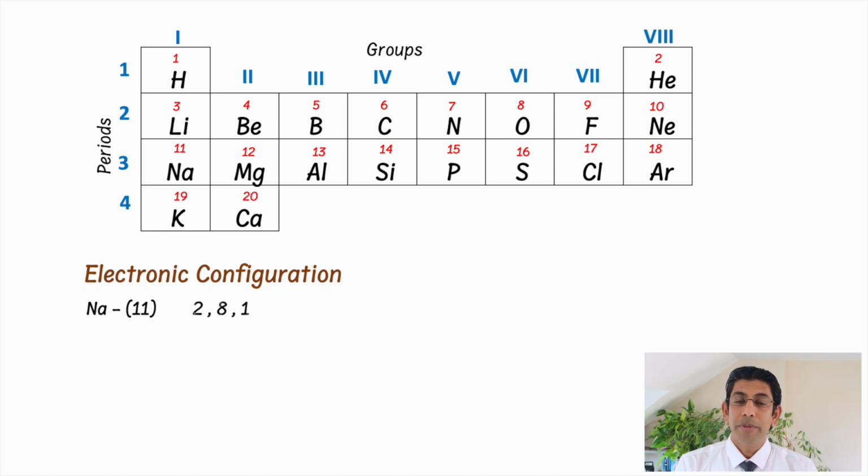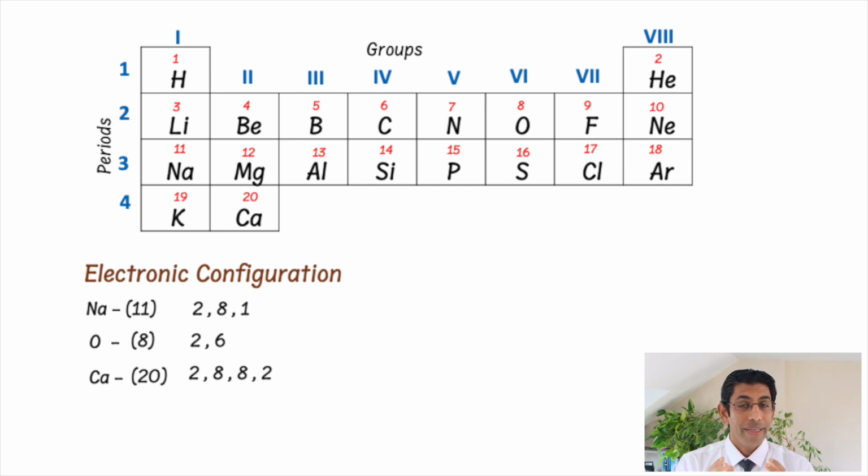Let's look at another example, oxygen. Its atomic number is 8. So therefore 8 protons, 8 electrons. The electronic configuration for oxygen is 2, 6. See, it has 6 electrons in its outer shell. It's in group 6. It has 2 energy levels, and therefore it belongs to period 2.